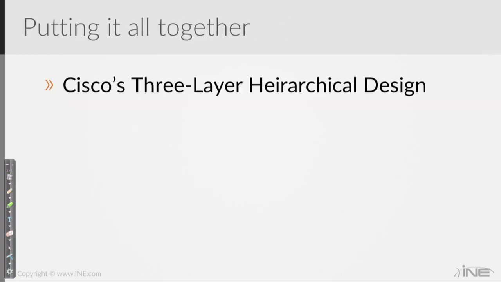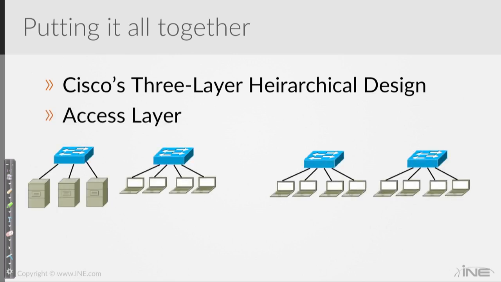So let's put it all together. The last thing we need to talk about is Cisco's 3-layer hierarchical design. They're saying that when you design a network, ideally, you will design it with 3 layers in mind. The first layer we need to be concerned with is something called the access layer.